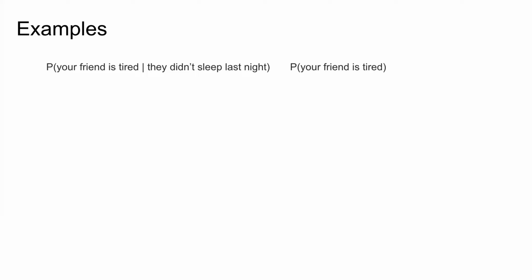Consider some more examples that illustrate the concept of conditional probability. Suppose you're supposed to get together with a friend and you're wondering if they're tired. They then tell you that they didn't sleep last night. Now pause your video to think about whether this information increases or decreases the probability that they're tired. That is, what's bigger, the conditional or unconditional probability of this event? In this case, the information that your friend didn't sleep increases the probability that they're tired.